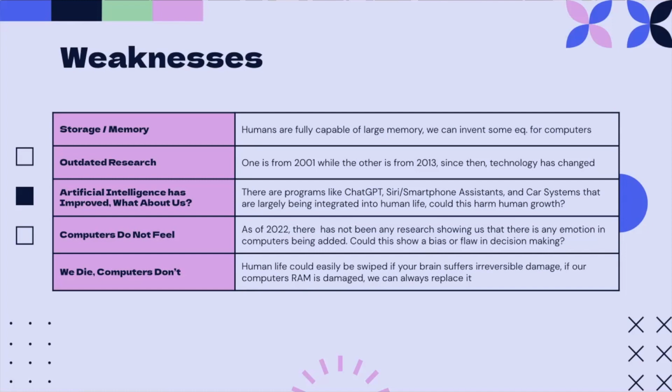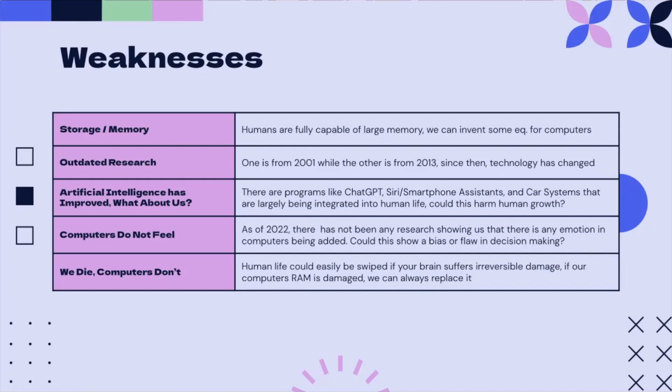Another thing is that research can be outdated. These articles that I was able to read through were from 2001 and 2013. But since then, technology has changed and shifted, which goes on to my next point. Artificial intelligence has improved, but what about us? There are programs like ChatGPT, smartphone assistants, and car systems that are largely being integrated into human life.